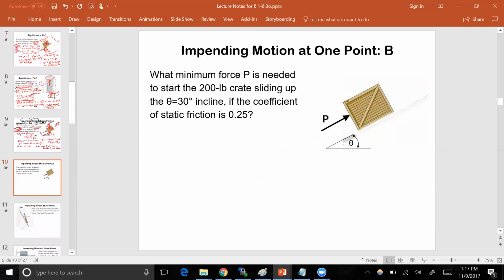And so then the question is, which is a great question to ask, same situation. What minimum force P is needed to start the 200-pound crate sliding up the 30-degree incline? Okay, because 56.8 is not going to actually get it moving yet. How much do we have to apply to get that thing to move, right? These are all really interesting questions. So now, we have the same free body diagram, but the impending motion is up.